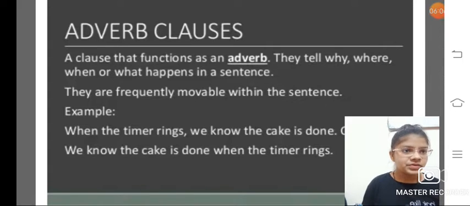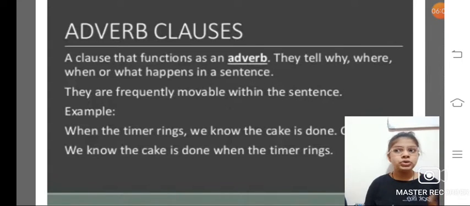So tell me, you know the definition of an adverb, right? So what is an adverb? An adverb gives extra information, or it describes a verb, right? An adverb tells you why it is, what it is, where it is, when it is, and what happens in a sentence. It gives you a complete idea, right?